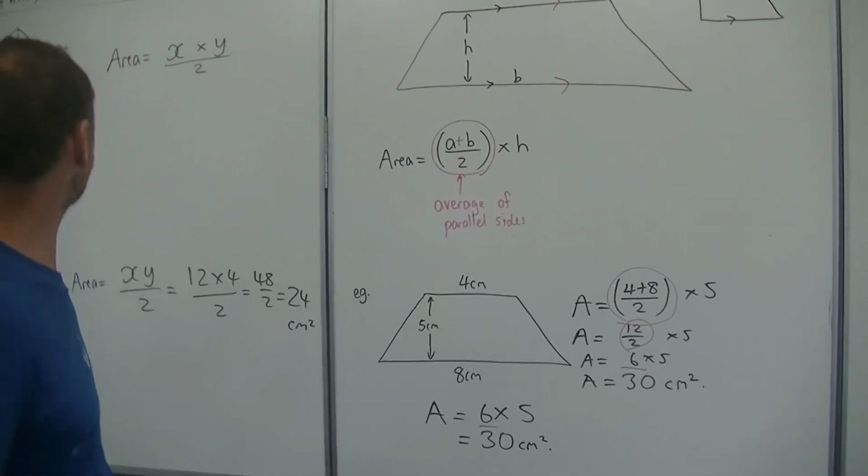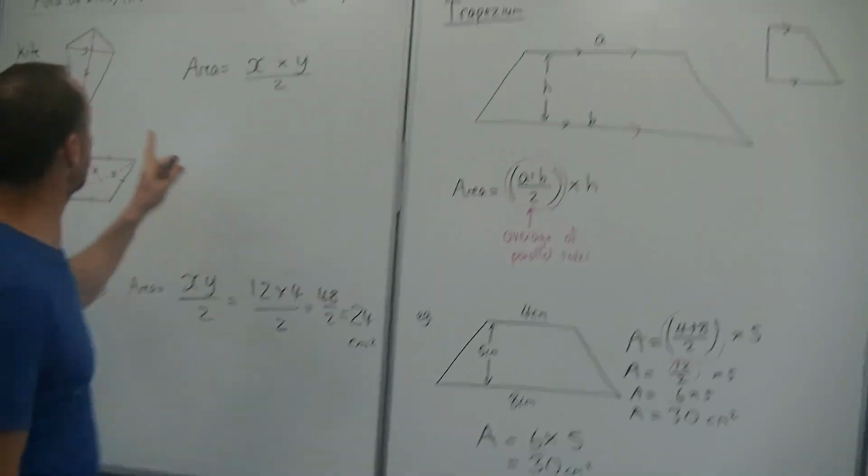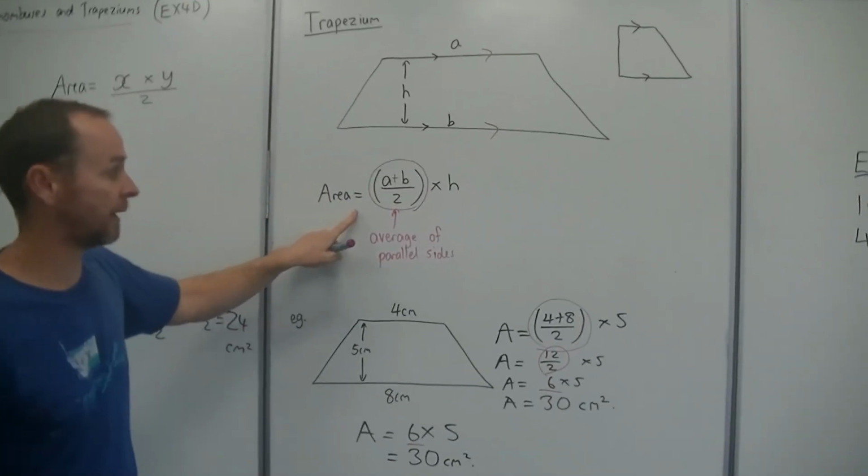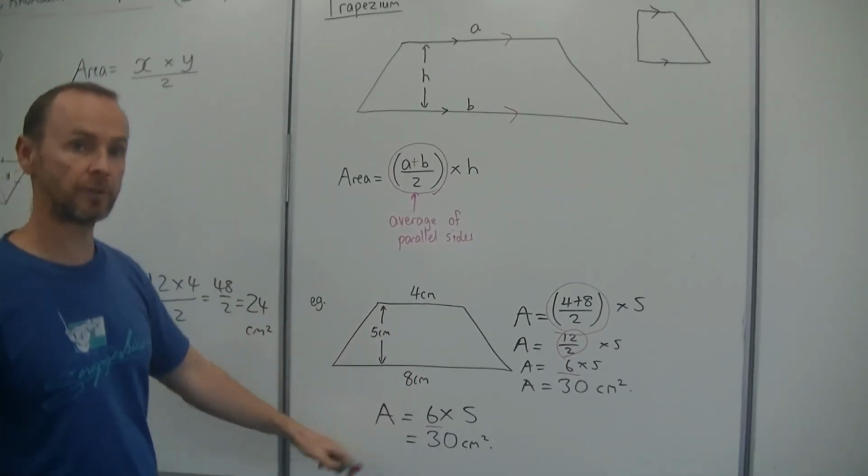And that's it, everyone. All you have to do for this exercise is work out the area of either a kite or a rhombus, which is that formula there, or a trapezium, which is a little bit harder, and I don't mind which method you choose to do it.